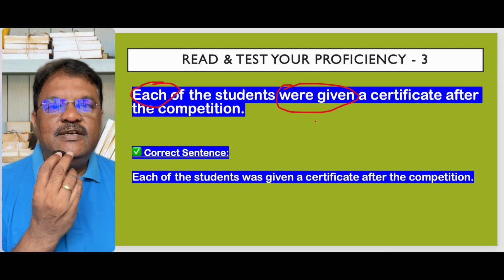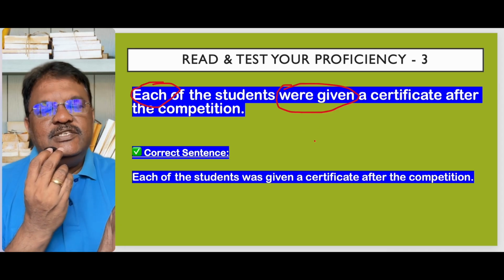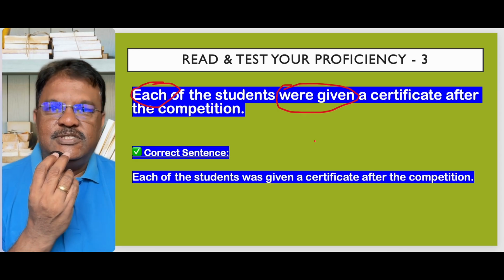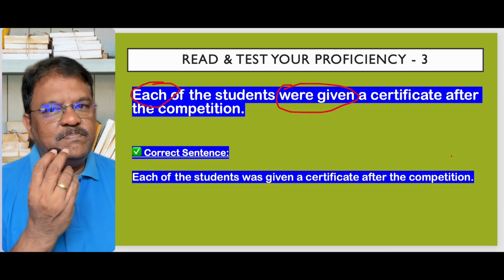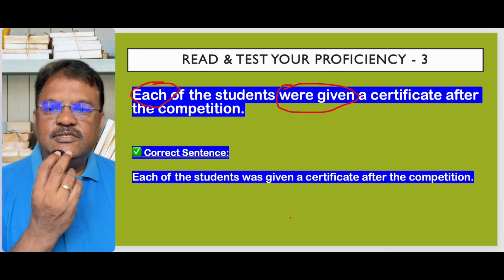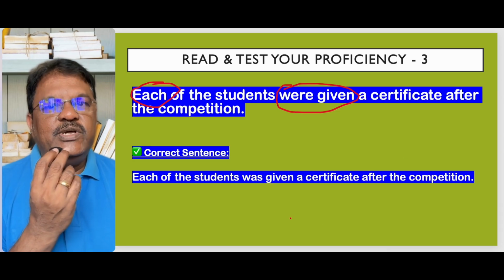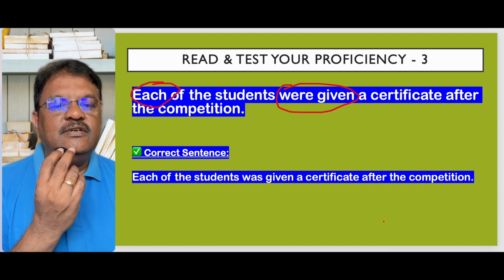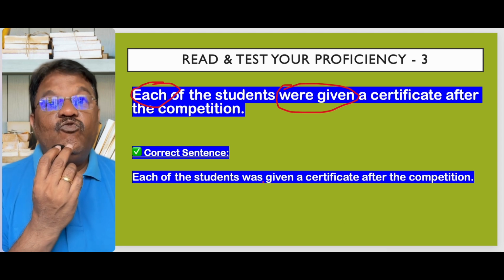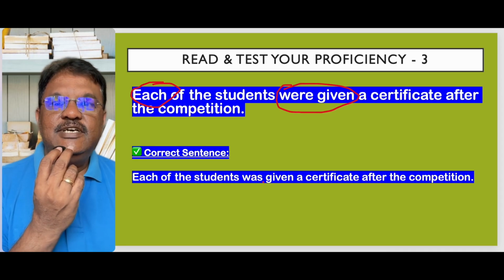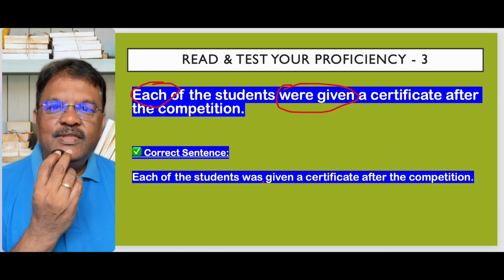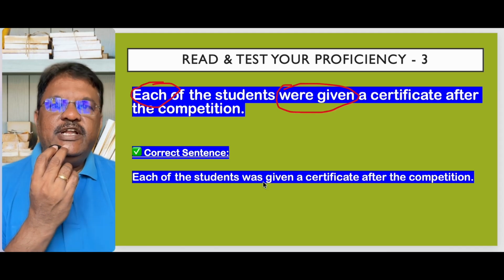Instead of were, you should place a singular auxiliary verb in past tense because the sentence is written in past tense, right? So the correct sentence is each of the students was given a certificate after the competition. Was given is the right verb. Did you get it? Right. Look at our next sentence.